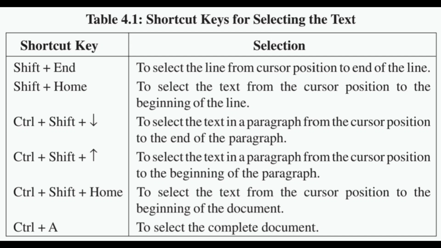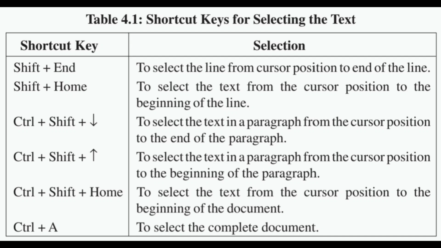Control plus shift plus up arrow is to select the text in a paragraph from the cursor position to the beginning of the paragraph. So if you press control plus shift plus up arrow, the text from where the cursor is, upward to where the paragraph begins, will be highlighted and selected.